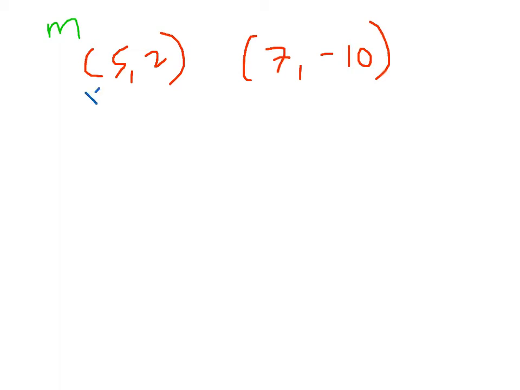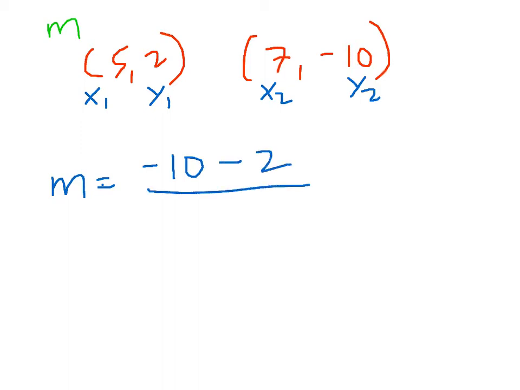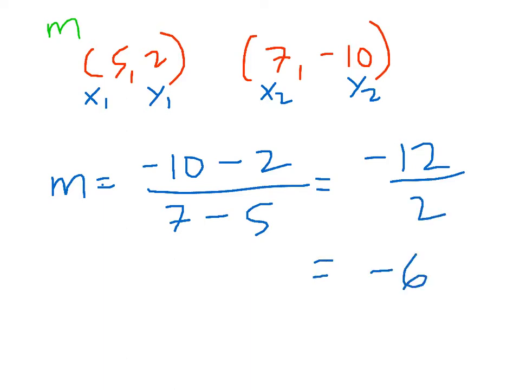Now, what I like to do before I find the slope is mark down my x1, y1, x2, y2 points. It makes it a little easier to keep straight. So the slope is y2, -10, minus y1, 2, over x2, 7, minus x1, 5. Slope formula, execute it: -10 minus 2 is -12, over 7 minus 5 is 2, -12 divided by 2 is -6. That is our slope.